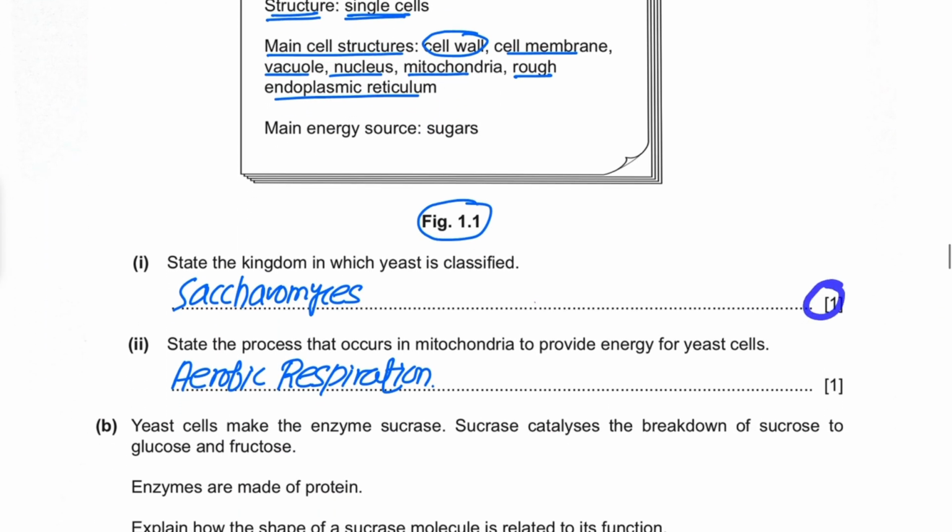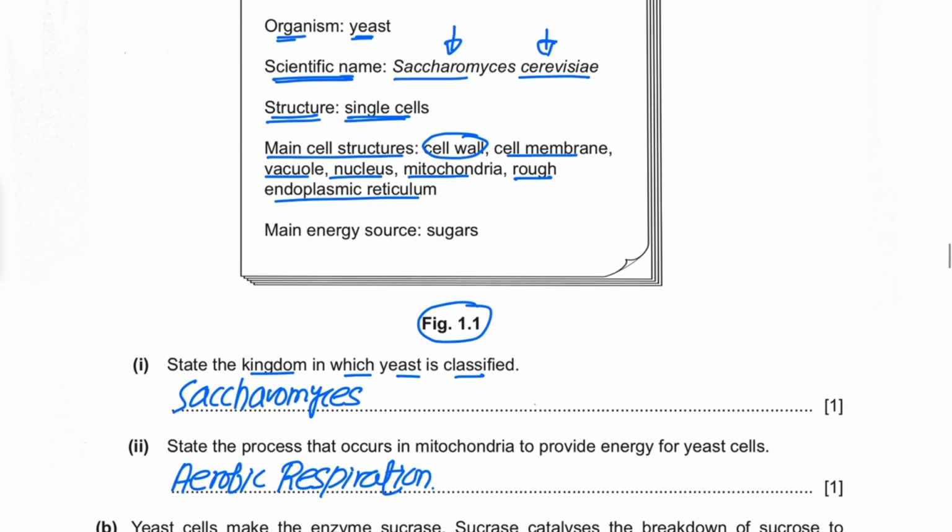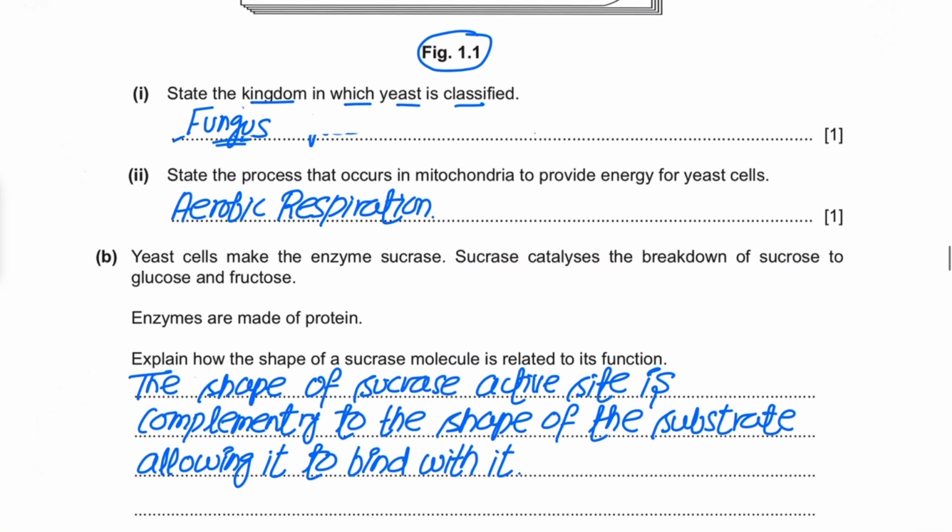Now, for 1 mark, they are asking, state the kingdom in which the yeast is classified. So the kingdom to which the yeast belongs, like they have not asked the genus, but they are asking the kingdom. So the kingdom of the yeast would simply be fungus. So we are writing this as fungus. And they say state the process that occurs in the mitochondria to provide energy in the yeast cells. So we know in the mitochondria, aerobic respiration takes place.